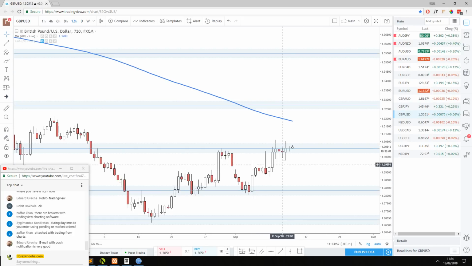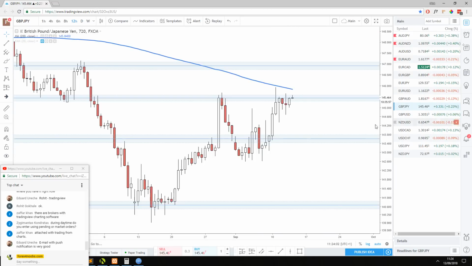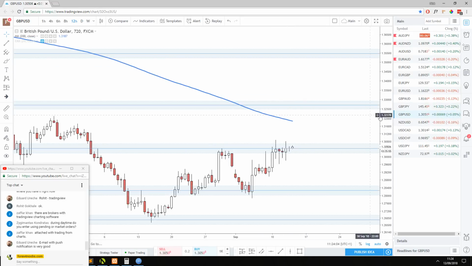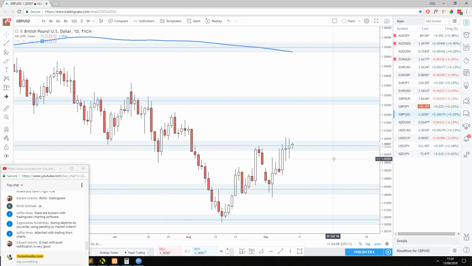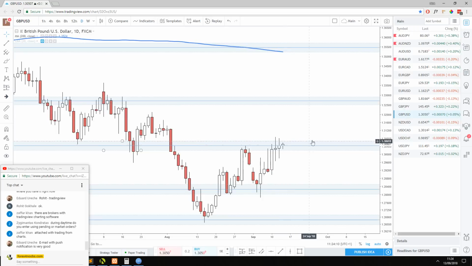Whereas GBPUSD, similar, very similar, almost exactly the same, because for the last few days they've been very well correlated, but correlations can break. But this one, I'd feel more comfortable entering short here. So there is a potential short here. Price is stalling.